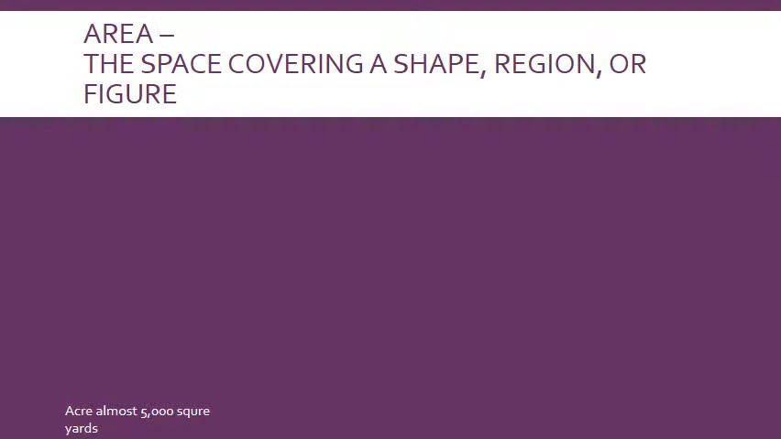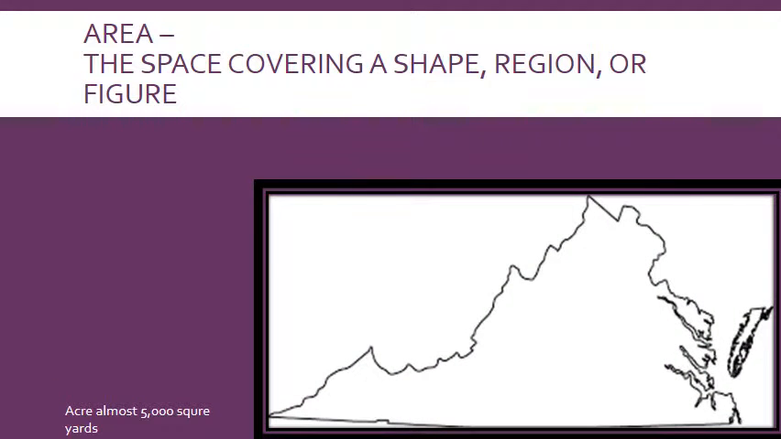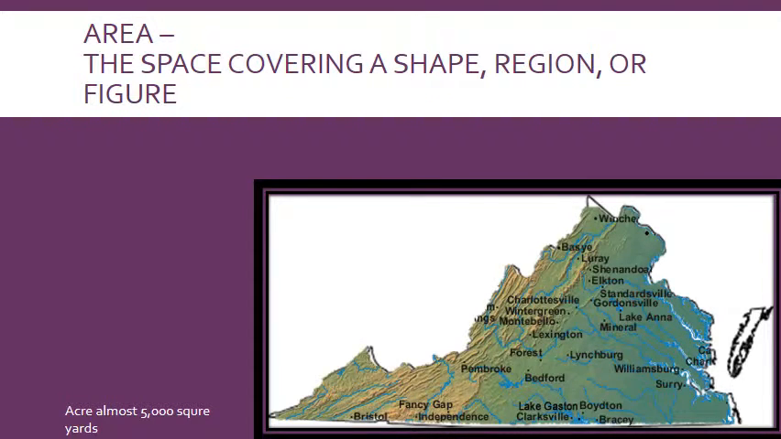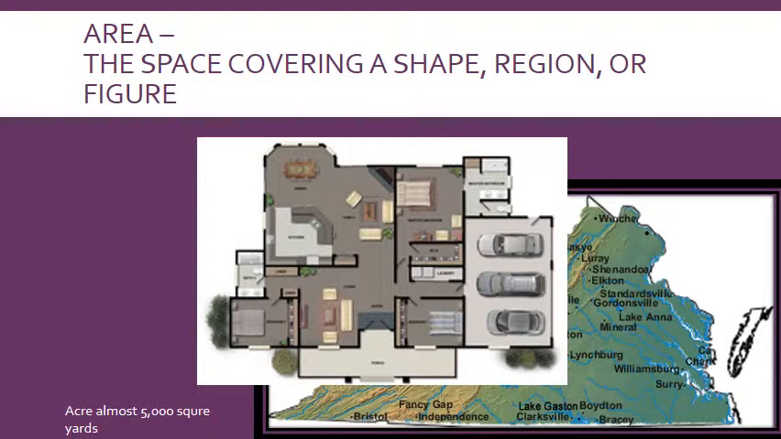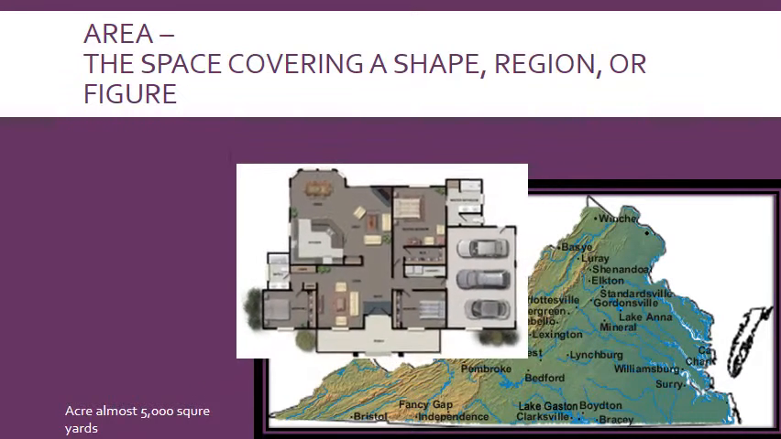So what is area anyway? The definition of area is the surface included within a closed figure, or the space covering a shape, region, or figure. You might remember the perimeter or outline of the state of Virginia, but its area includes more than 47,000 square miles of rivers, farms, mountains, and cities. In your home, the walls are the perimeter of each room, but the floor creates the area, or space, where you live.